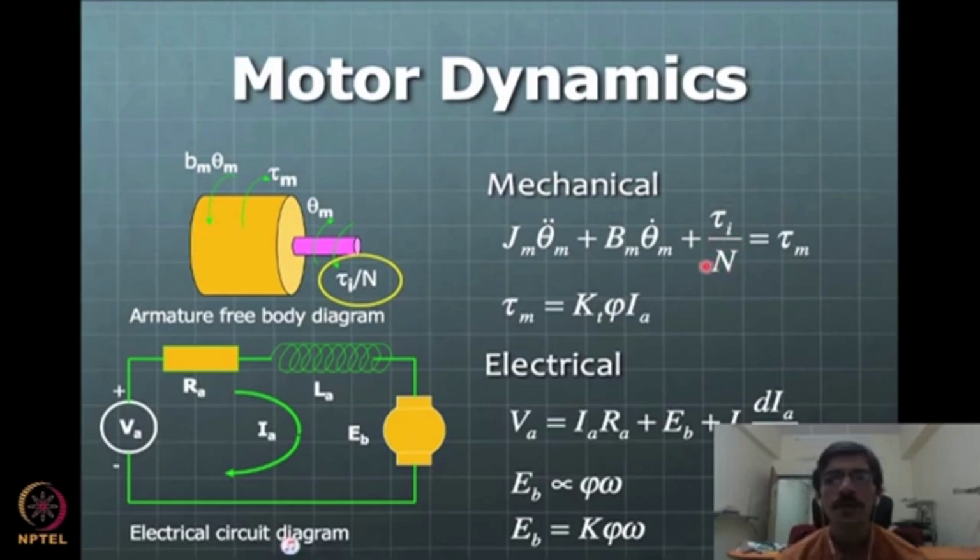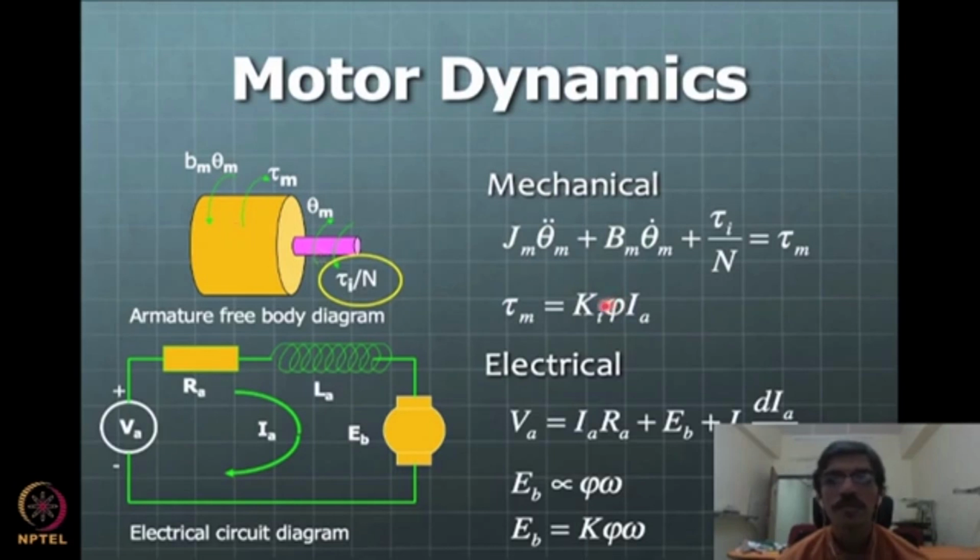Then you will get this tau l upon n term here, which is equal to tau m, and this tau m is the torque which is generated by the motor. So you need to be careful about the torque which is applied externally on the motor, against which the motor is working, versus the torque that is generated by the motor. The torque generated by the motor is typically proportional to the current going into the armature windings, times a constant factor. This phi is the flux of the magnetic field in the permanent magnet motor. That flux will be constant.